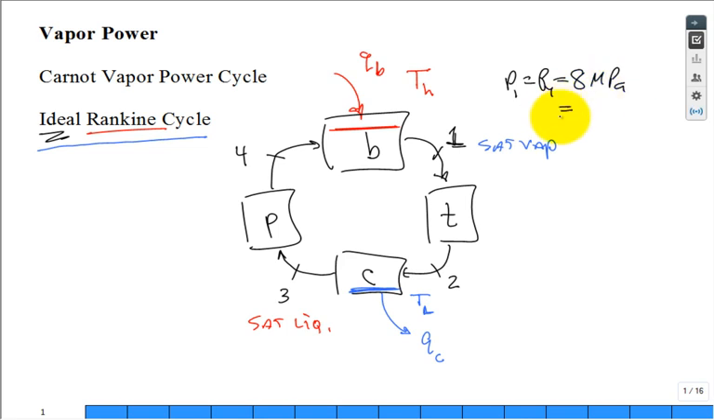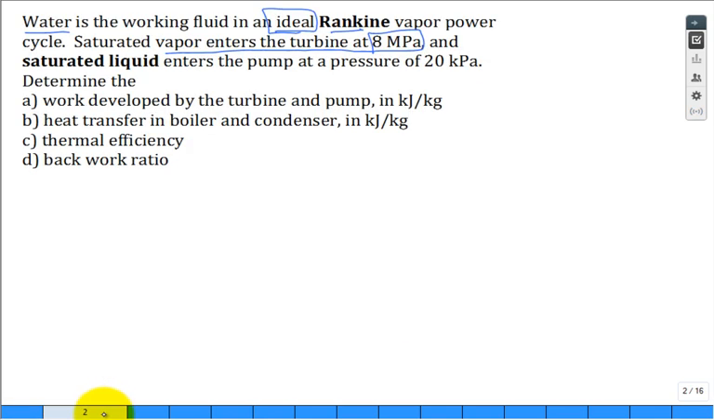Last time I emphasized, hey, how many bar is 8 megapascal? 80, you're right. Now get good at that conversion and avoid the error. Only a few had that conversion error on an exam, but it'll just knock points off. All right, or 8,000 kilopascal. So 80 bar. Okay. Let's continue to read the problem.